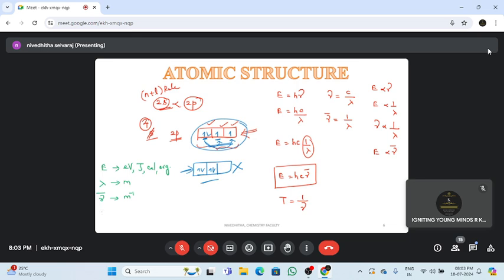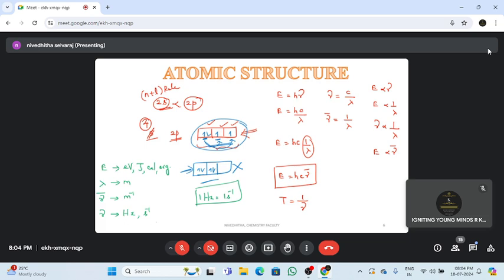And what is the unit of frequency? It is hertz. Very good, hertz. Frequency can be expressed in hertz or in terms of second inverse, and there is no conversion between hertz and second inverse. 1 hertz is equal to 1 second inverse. So you need not worry about conversion and all that.